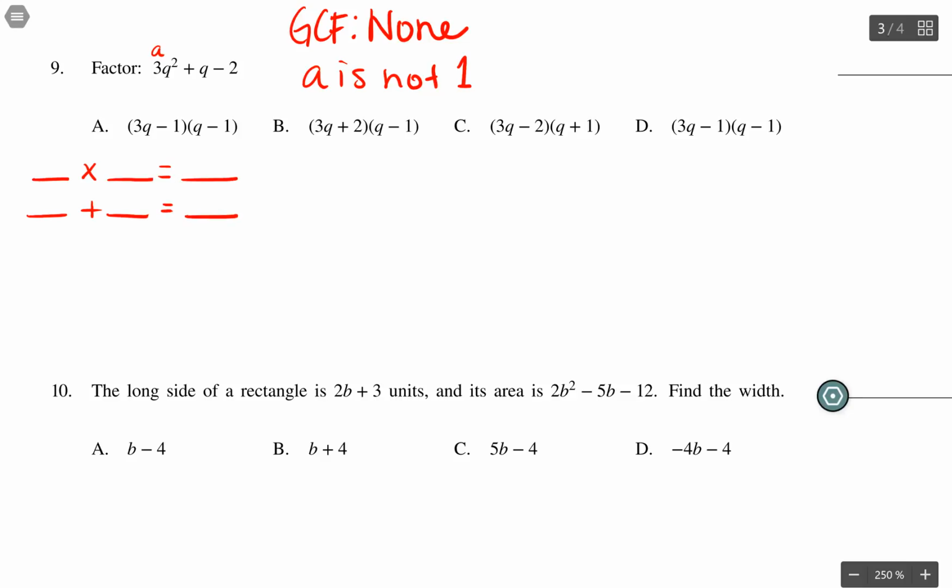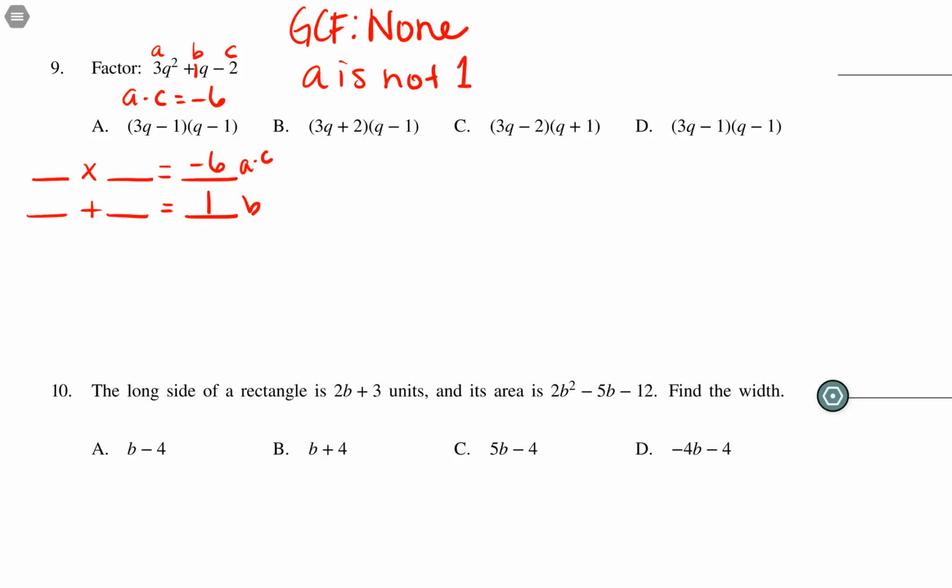Okay, it has to multiply to give me a times c. A times c is 3 times negative 2, which is negative 6. And then it has to add to give me b, which is 1.